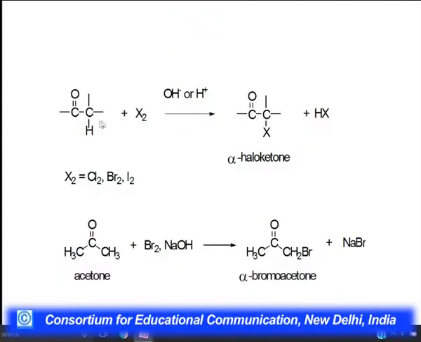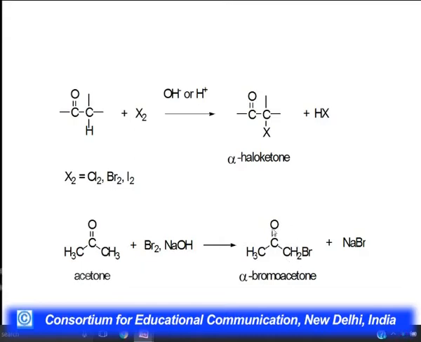So when I'm doing the reaction of an aldehyde or a ketone with a halogen in acidic or basic medium, what we find here is that this hydrogen is replaced by a halogen, resulting in the formation of alpha haloketone. And this halogen atom can be chlorine, bromine, or iodine. And if we do the reaction in a basic medium, then again one hydrogen is substituted with a bromine.